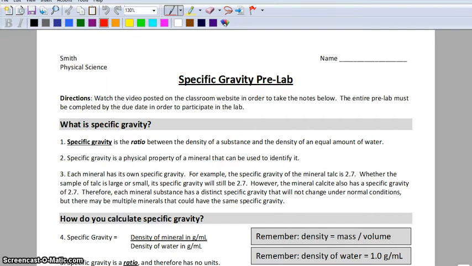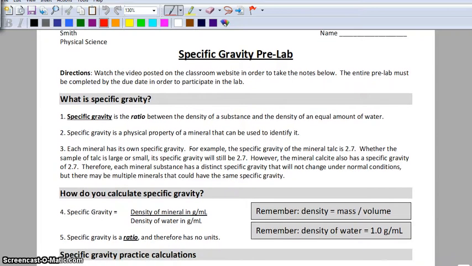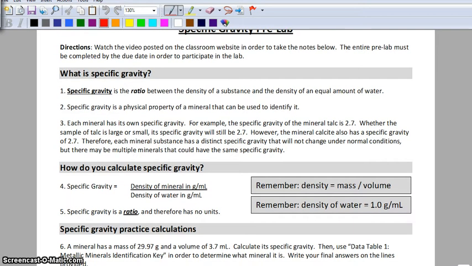The entire pre-lab must be completed by the due date in order to participate in the lab. So today we're going to go through the pre-lab, which is just this front side. You're going to bring it back on the due date, and we will be able to do the actual lab during class. So our first question here is, what is specific gravity?